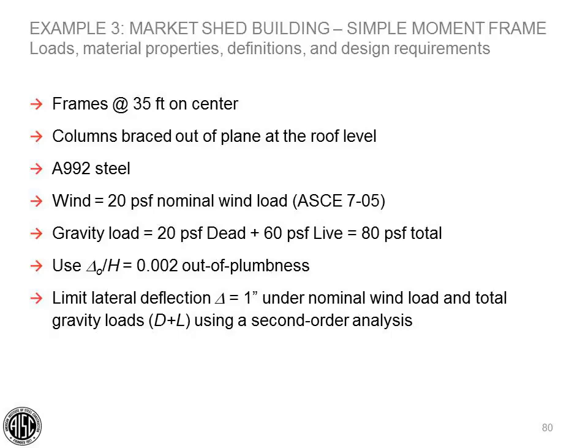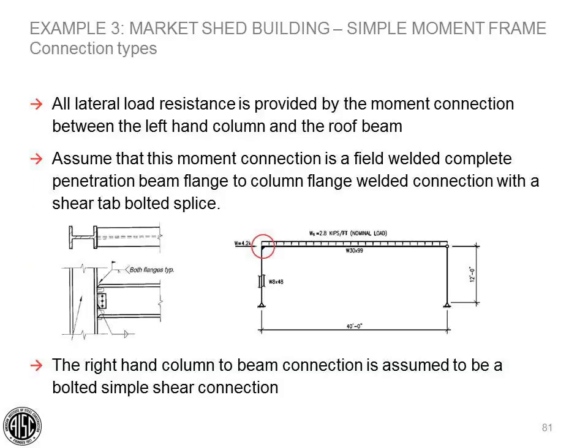We're using A992 steel. Wind pressure equals 20 psf using ASCE 7-05. Gravity load equals 20 psf dead plus 60 psf live equals 80 psf total. We'll use an initial out-of-plumbness delta over H equals 0.002, which means our notional lateral loads will be 0.002 times the gravity loads. And we'll limit lateral load deflection to 1 inch under wind and total gravity load using second order analysis.